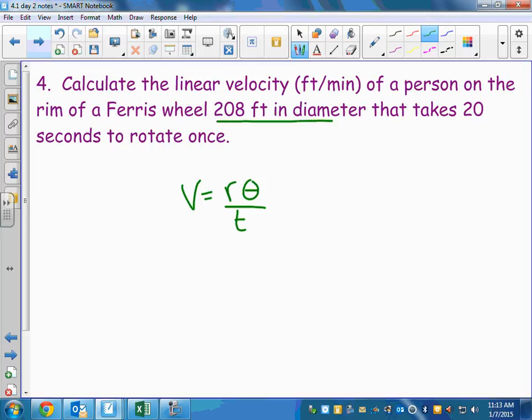208 feet in diameter, just be really careful. We're not going to plug 208 feet in there, right? If the diameter is 208, what's the radius? 104. Be really careful again, thinking about stuff here. Theta is in radians. If it rotates once, how many radians have I traveled? 2 pi.